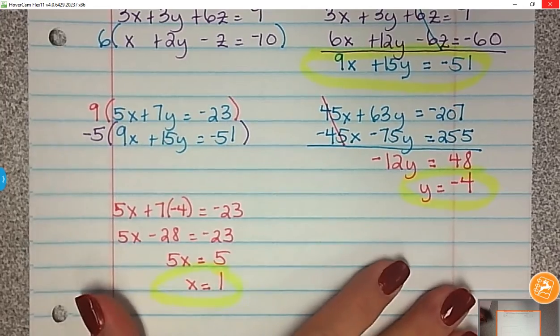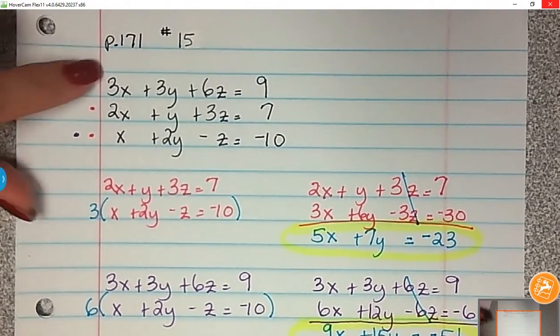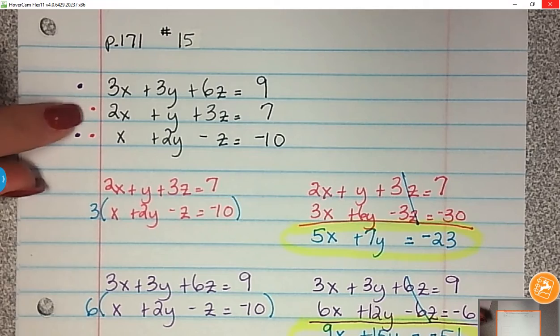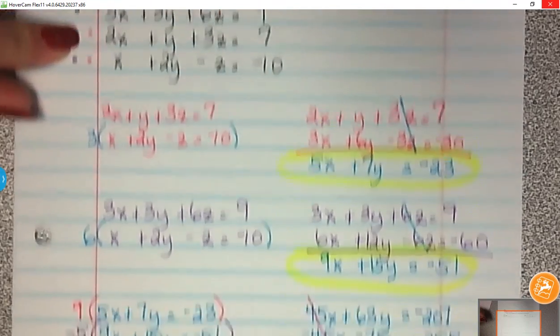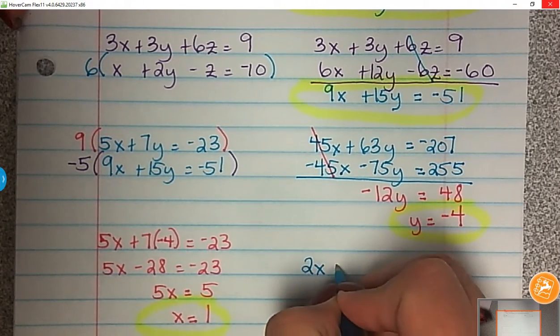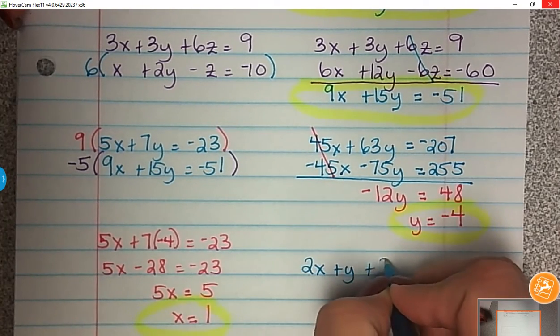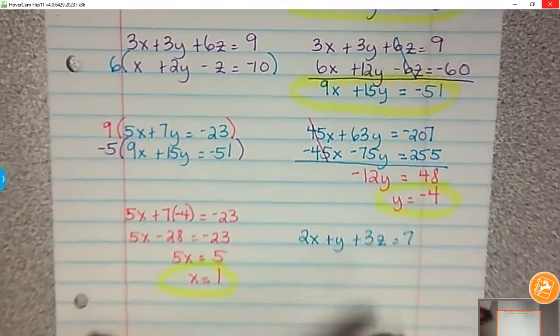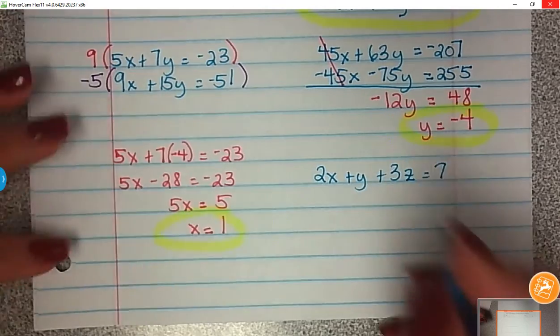I'm going to go all the way back to one of these originals. Doesn't matter which one you use, and I need to solve for z. Like I said, doesn't matter which one you use. I'm going to pick the middle one here. Okay, so let me get that recopied down here. Okay, so there I've got it recopied.